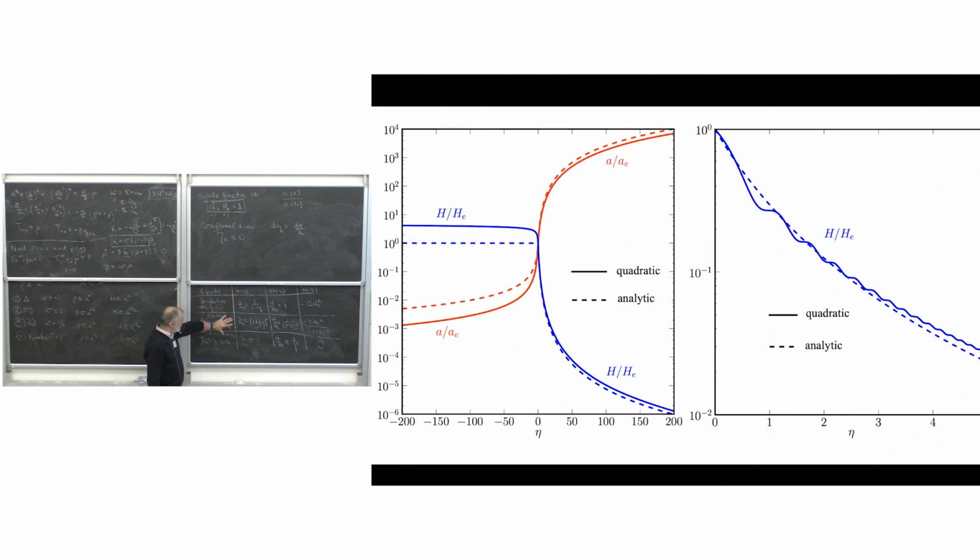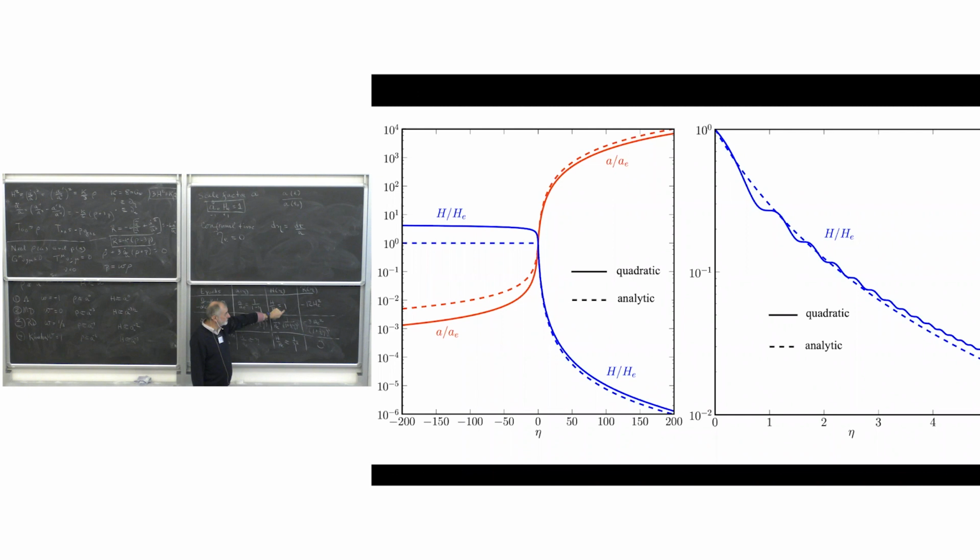So this is a comparison between this approximate way to look at the evolution and the evolution in a particular cosmological inflationary model, a quadratic inflationary model. And I'll get to that in a moment. So this is a function of conformal time eta. Eta equal to zero is the end of inflation, and eta positive traces the matter-dominated phase. So H over H_E is 1 here.